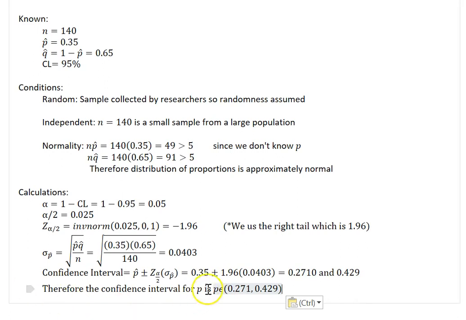Therefore, my confidence interval for P, the true proportion for this problem that I was asking about, should be between 0.271 and 0.429. We always put the smallest one first and the largest one last because it's an interval. It's from this value to this value, so the smallest one goes first.